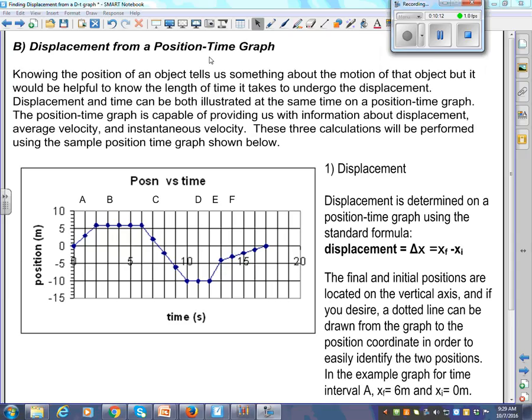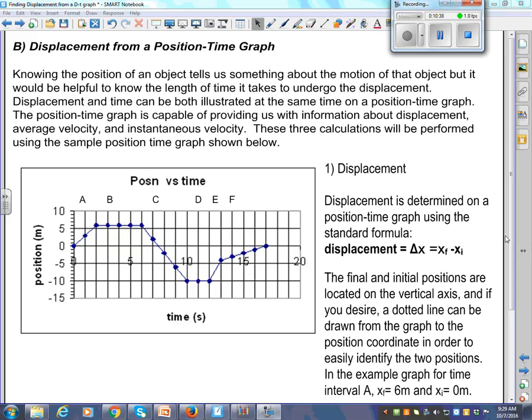Displacement from a position time graph. Knowing the position of an object tells us something about the motion of that object, but it would be helpful to know the length of time it takes to undergo the displacement. Displacement and time can both be illustrated at the same time on a position time graph. The position time graph is capable of providing us with information about displacement, average velocity, and instantaneous velocity. These three calculations will be performed using the sample position time graph shown below.